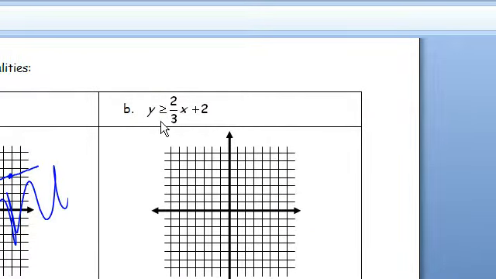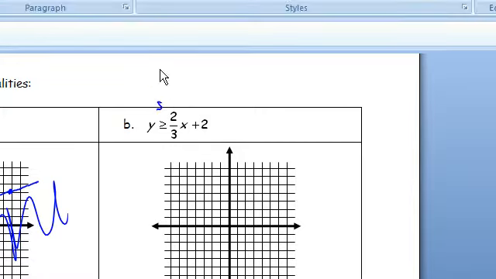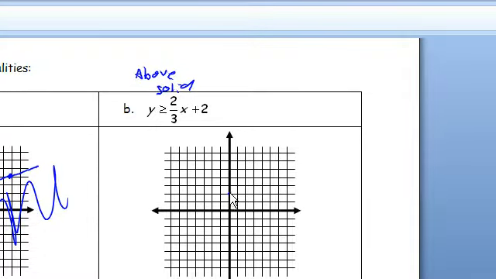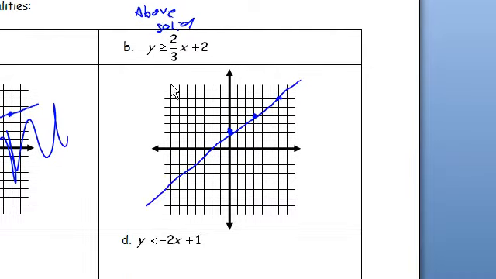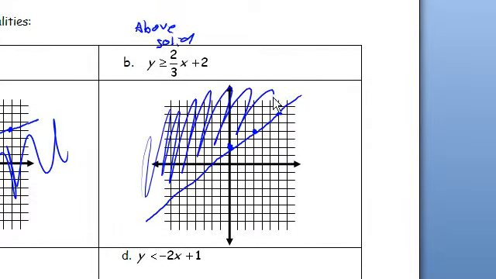Okay, let's look at this one. This says y is greater than or equal. So that means we need to shade above the solid line. We're going to use a solid line. So x plus 2, so that's our y-intercept, and we'll graph our slope up 2 over 3, 1, 2, 3, right there. And there we go. Graph our line there, our nice straight line, and we shade above.